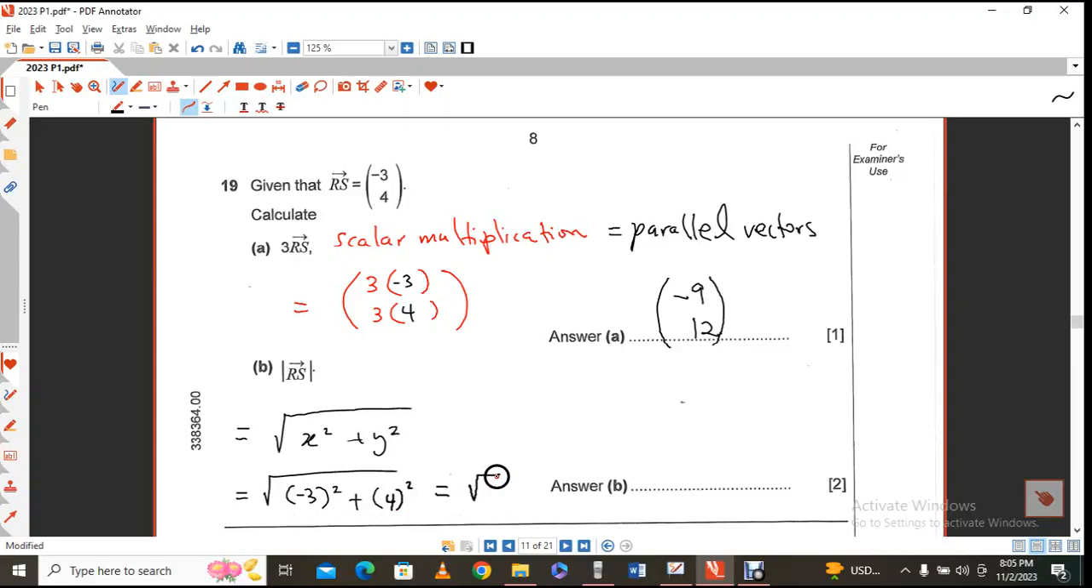So when you do that, you get a square root of 25. And square root of 25, you should know by now, is nothing but 5. So it could have been centimeters or whatever the units, but it's just 5 units.